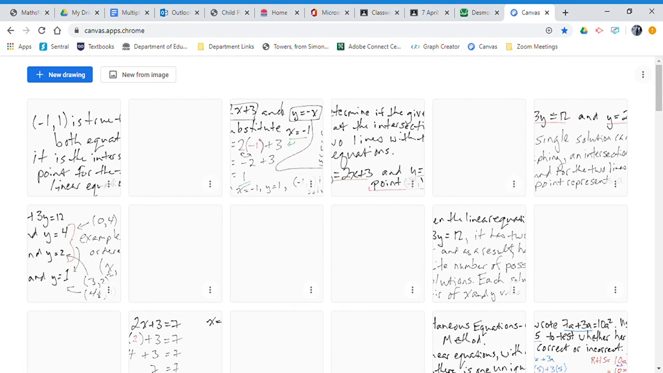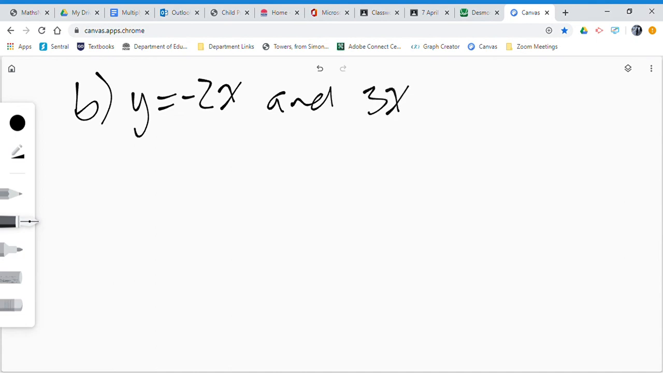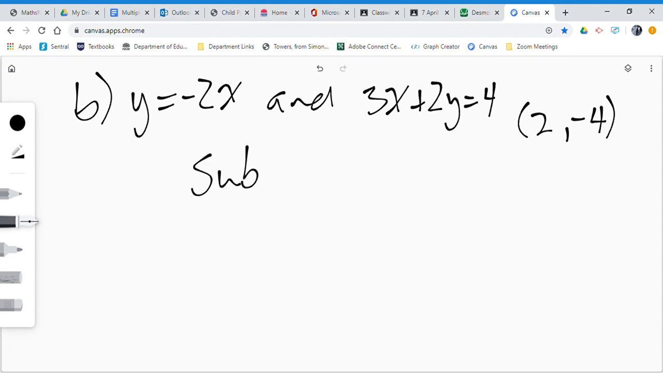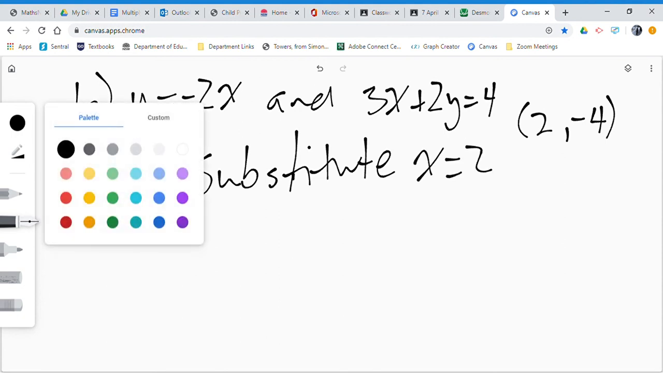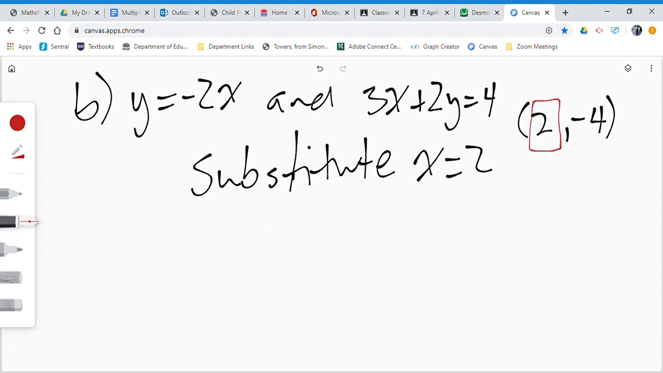So let's do B. Same idea. We're going to determine if the given point is the intersection point. So I've got y equals negative 2x, and my second equation is 3x plus 2y equals 4, and our point is 2 comma negative 4. So the first thing I'm going to do is I'm going to substitute x equals 2. Where on earth did he get that from? Right here. Don't forget that's an ordered pair of x, y. And the first value is 2 for x, and that's what x equals.